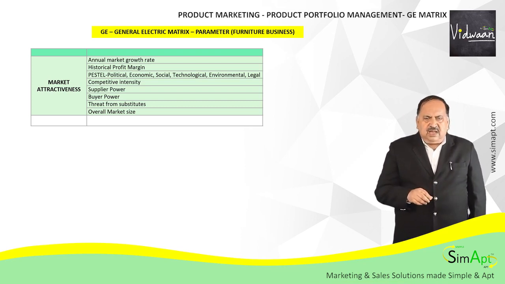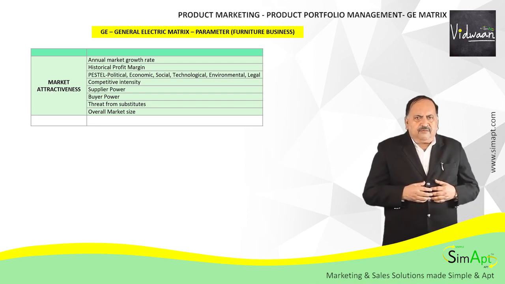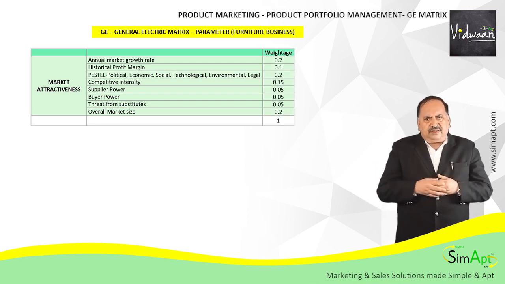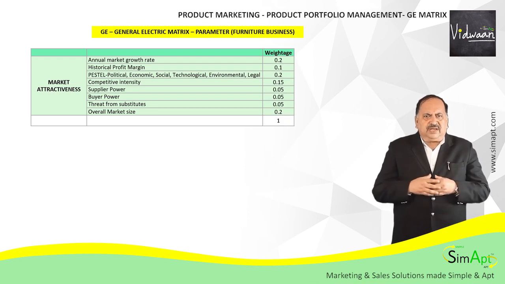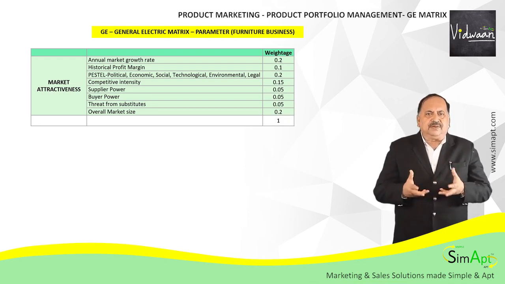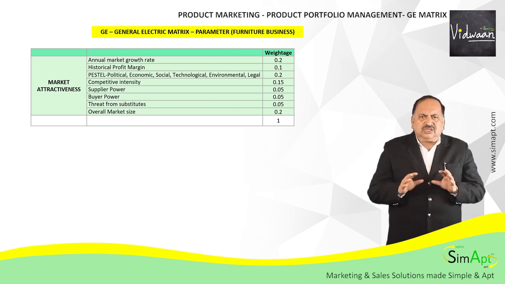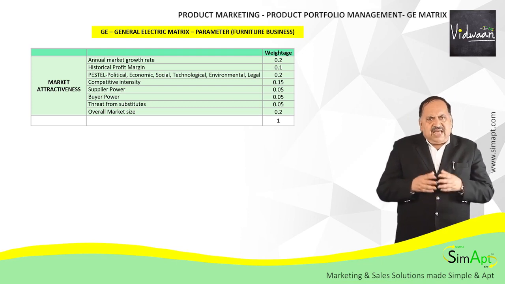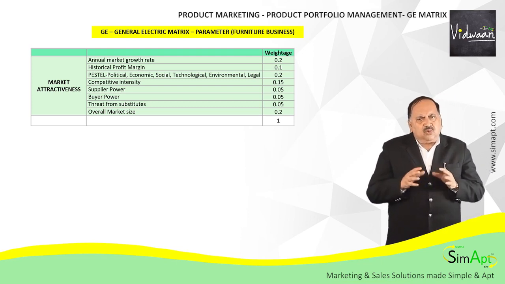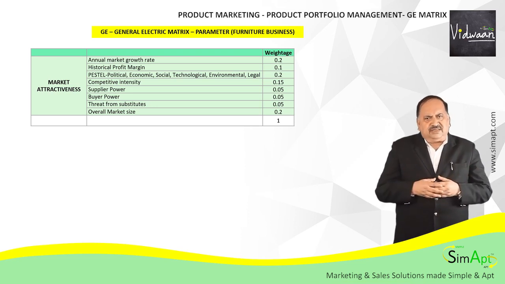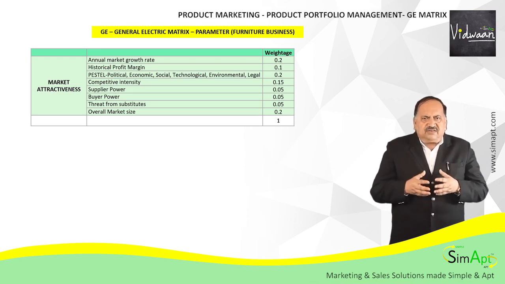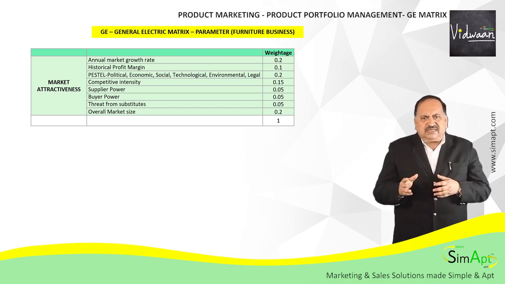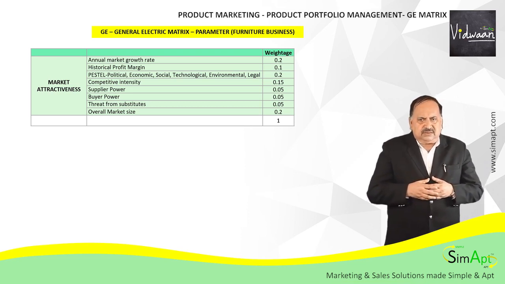Those parameters are given weightage, which is the relative weightage of those factors in making the market attractive. For example, the parameter annual market growth rate is given a weightage of 20% compared to historical margin, which is at 10%, which shows that the annual market growth rate has twice the weightage of historical margin in the furniture business. The weightage value will change as we change the business from furniture to any other business.